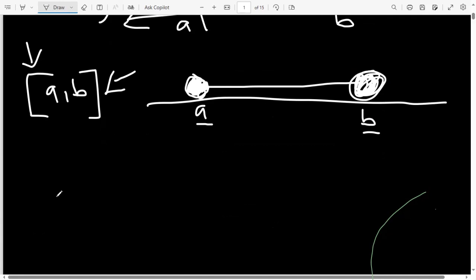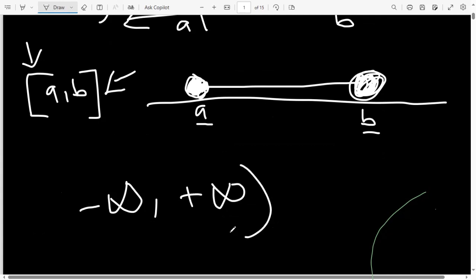So whenever you have infinity, positive infinity or minus infinity, always use the curved bracket, okay? Never use the square bracket on infinity. So if I have minus infinity like that, and then I'm going to positive infinity like that, you always use the curved brackets like this, okay?